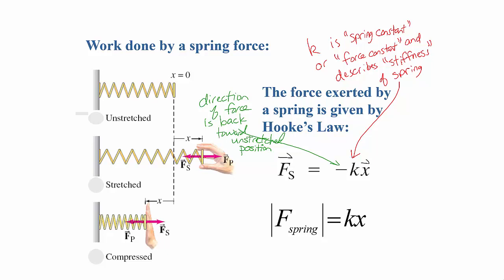So we will often use the second version of Hooke's law, that the absolute value of the spring force, or the magnitude of the spring force, equals k times x, and then just remember that the direction of the force is back towards the unstretched or uncompressed position. And in the equation, x is how far you stretch or compress the spring from its unstretched length. So x equals 0 is where the spring is not stretched or compressed, and x is how far we have stretched it or compressed it from that unstretched length.